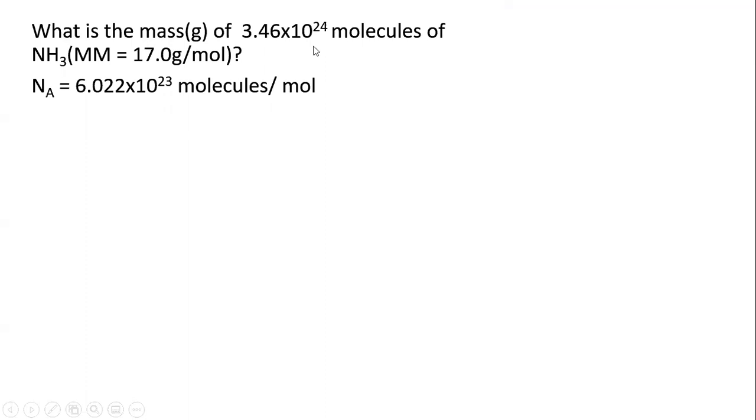So we want to know what is the mass of 3.46 times 10 to the 24th molecules of ammonia. So again, we have molecules, we want mass. So what we're going to do is take the number of molecules, convert it to moles, convert it to mass. It already gives us the molar mass of our compound. So now we can go ahead and do the first step.